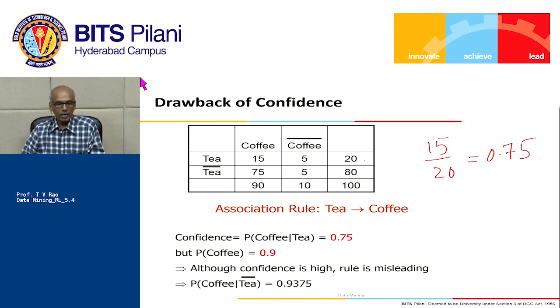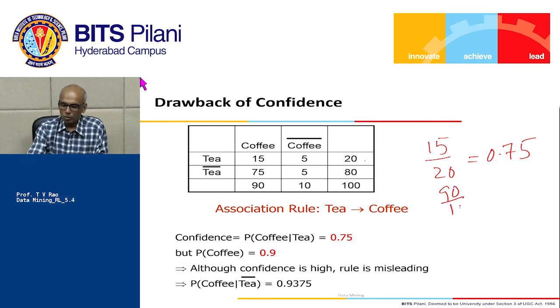But then if you look at the number of people who are taking coffee among the total population, which is 90 by 100, the probability of a person taking coffee is 0.9. So compared to this 0.9, actually 0.75 is low. So because of that, this rule is misleading.